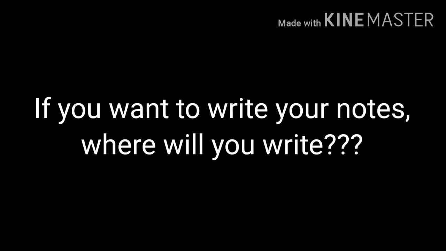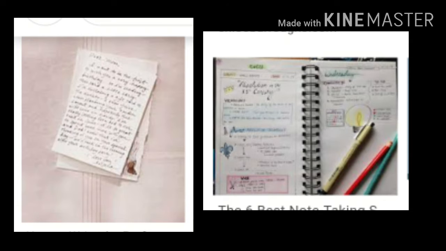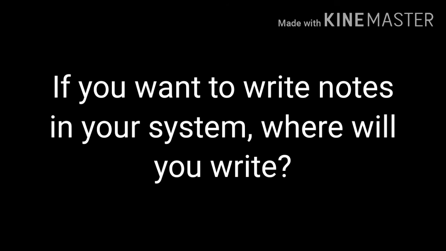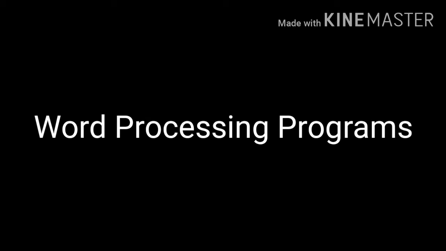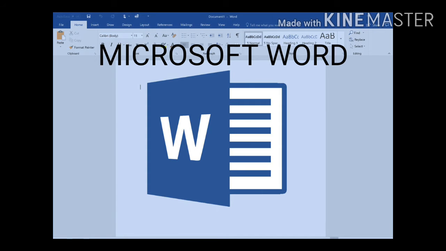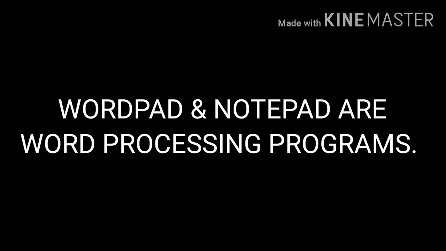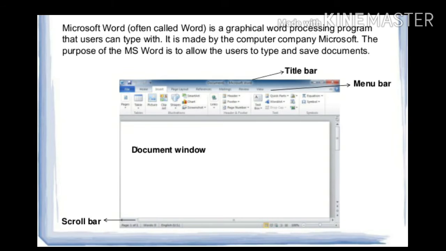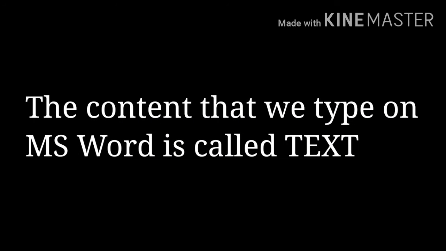If you want to write something, some notes, where will you write? Yes, in your notebook or maybe in a paper. Like that, if you want to write notes in a computer, where will you write? Yes, we will write it on a program, computer program, and that program is Microsoft Word. Children, we can also type on other programs like WordPad and Notepad. So here we are going to discuss about Microsoft Word, and the content you type is called text.